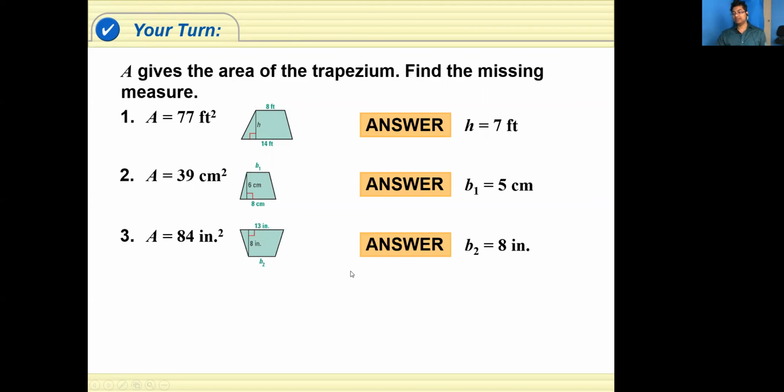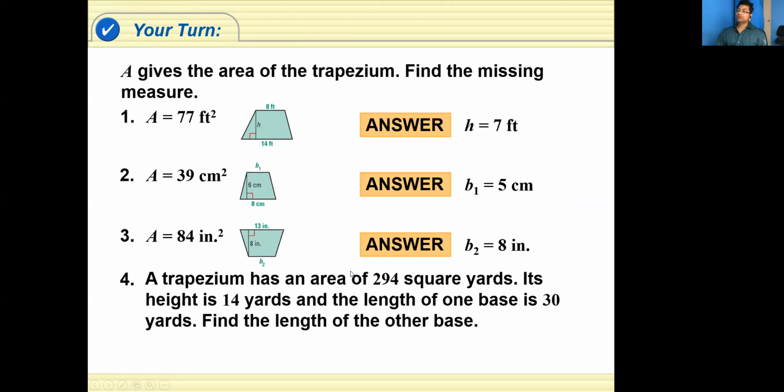And what about this? You can do this, right? Now, who can solve this problem? A trapezium has an area of 294 square yards. Its height is 14 yards. And the length of one base is 30. Find the length of the other base. It's not hard. You need to work it out. Anyone can do this? Great. So it's absolutely the same problem. That's another base, but the values are a little bit different. Okay. 12 yards. All good.